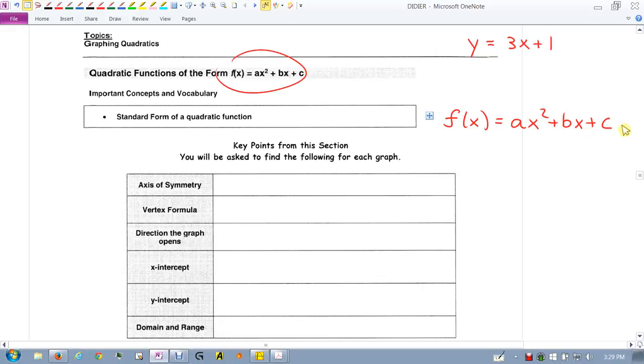But we set it equal to 0, right? We're not doing that right here. We're just writing it out as an expression. You could also look at the left side as being y equals ax squared plus bx plus c. But remember, by putting f of x, we're telling you it's a function, which means it passes the vertical line test.